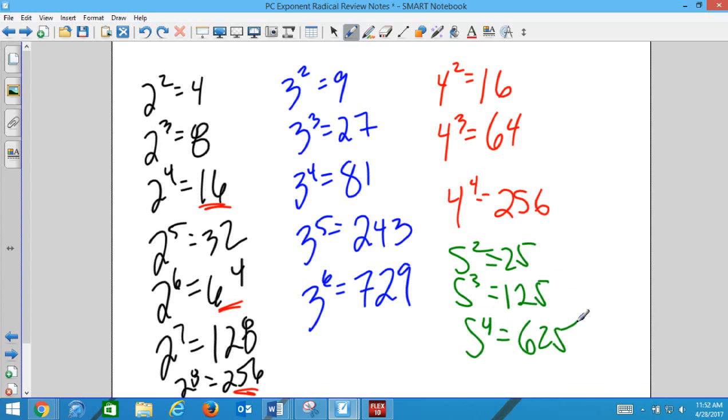And you can make your own list. So if you're taking a quiz and it's no calculator and you need to know what 4 to the third is, you could take 4 squared and multiply by 4. You can find the answers. Okay. So going back to this.